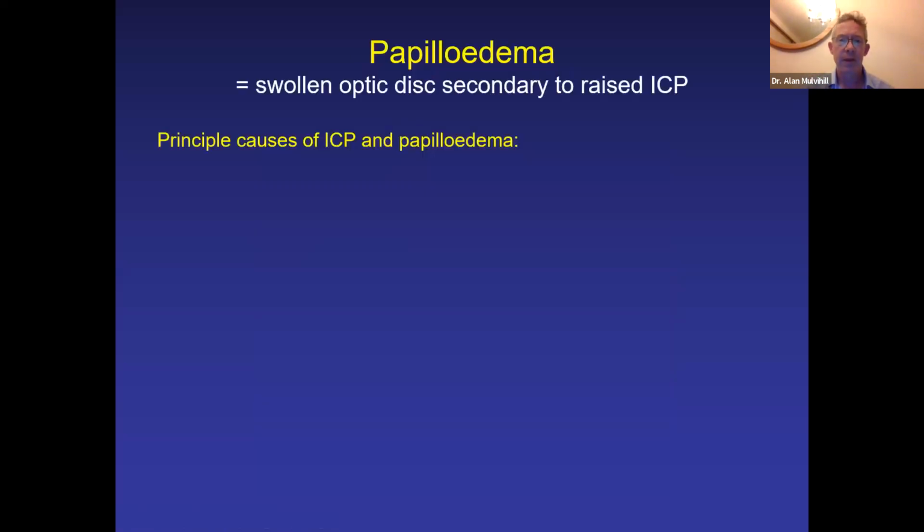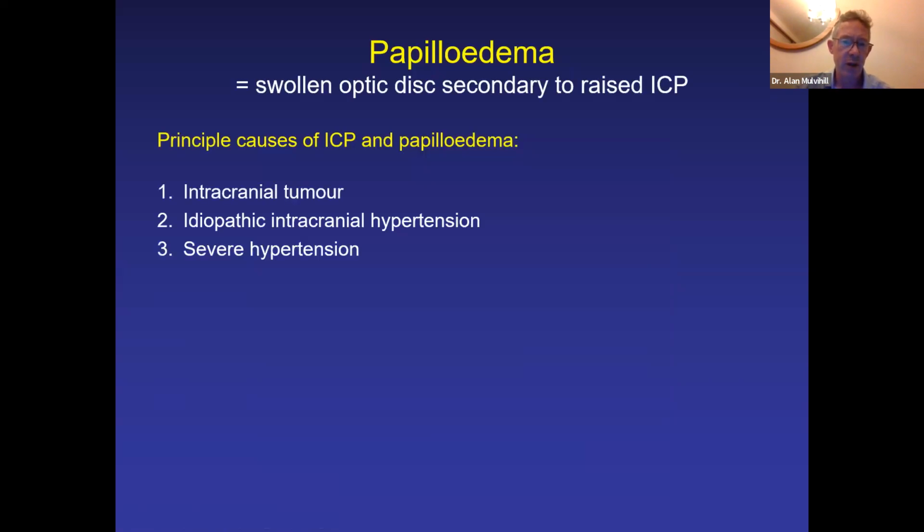So the thing about papilledema, or swollen optic nerve, is it's not just a swollen nerve, it's a swollen nerve secondary to raised intracranial pressure. And there are a lot of causes, but the main causes of papilledema we worry about would be intracranial tumor, idiopathic intracranial hypertension, and also severe systemic hypertension.